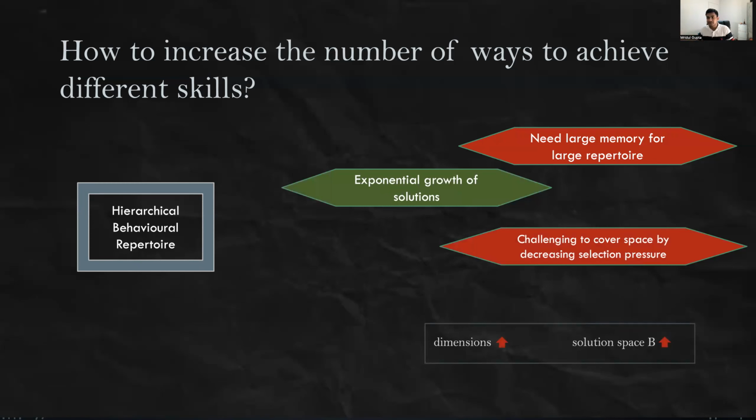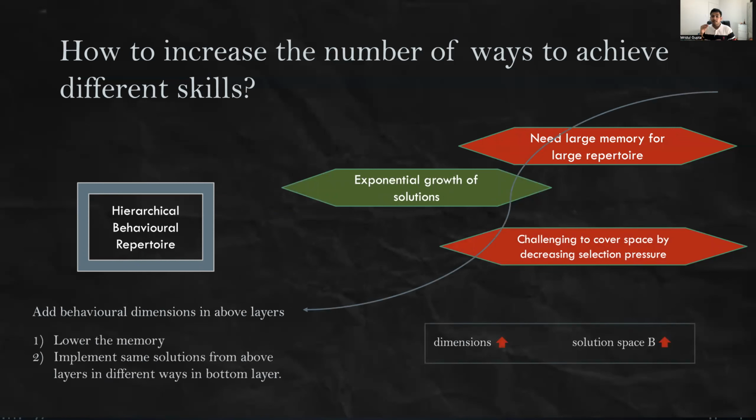Obviously, if we have more set of solutions in the bottom layer, more number of variables in the bottom layer, that means we have different set of skills, but that might not be suitable for that particular situation, and hence we need a larger memory there as well. To overcome this, we can add behavioral dimensions or dependent variables in the upper layer, which will lower the memory consumption and also perform the same solutions by optimizing our memory consumption. So basically, it will tell you how to modify the previous set of skill, but giving the same solution. This is one way to increase the number of set of skills.